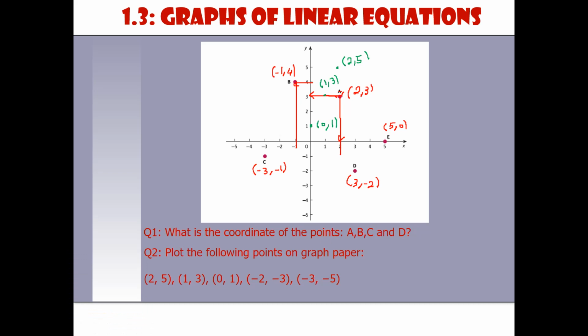Okay. Now for -2 and -3, you start from the origin, you go along the negative x-axis until you reach -2, and then you go down until you reach -3. For -3 and -5, you go to the left side until -3, and then you go down until you reach -5. So this is -3 and -5. So this is the way we identify the locations of the points in the coordinate system and their coordinates.